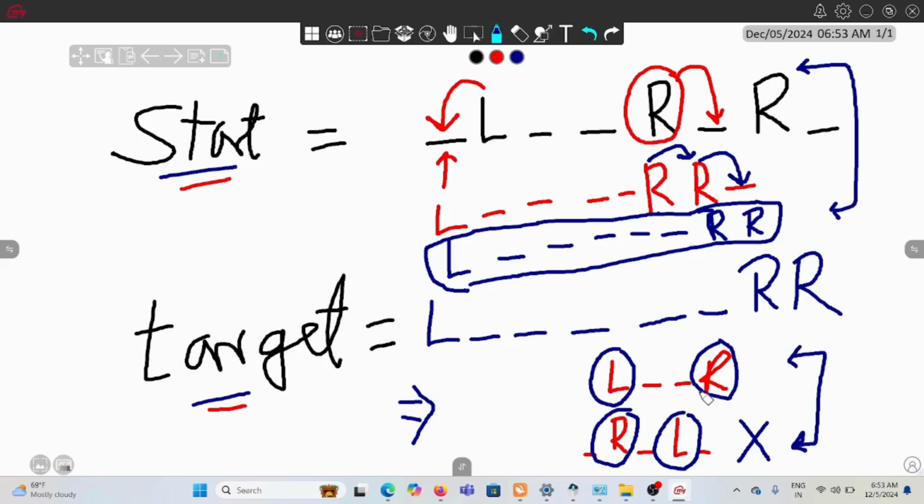We have observed this thing. If their relative positions are not correct, then they will never be achievable. Whatever operation we do, we can never achieve this, because we can never cross L and R. So this would never be achievable. Relative positions are one thing, and there is one more thing. Let me come up with an example itself.